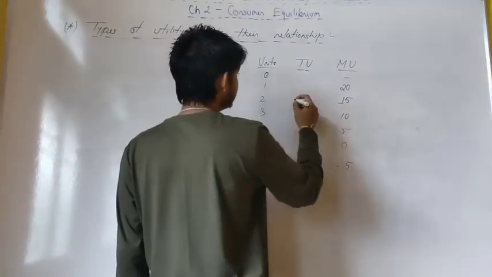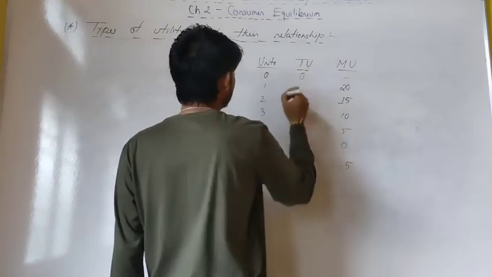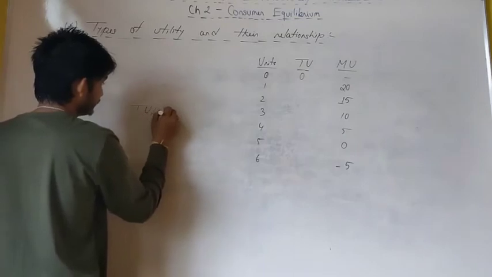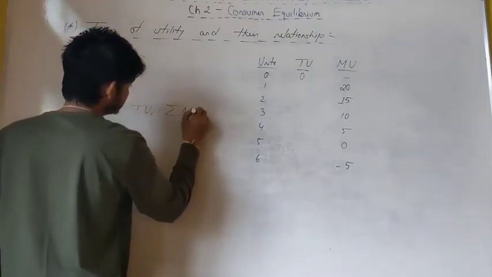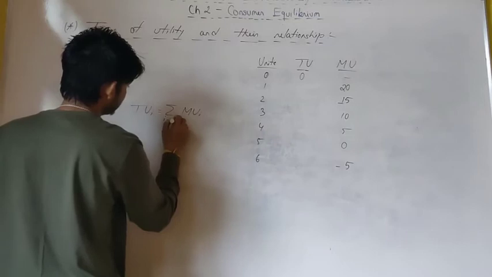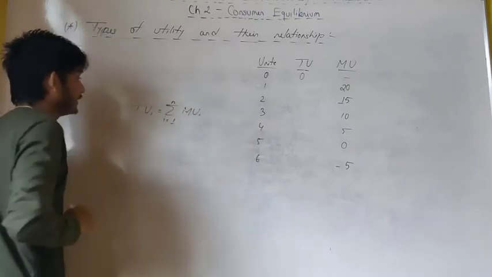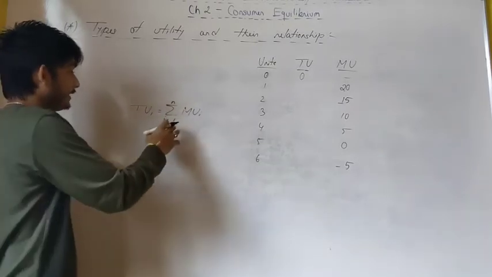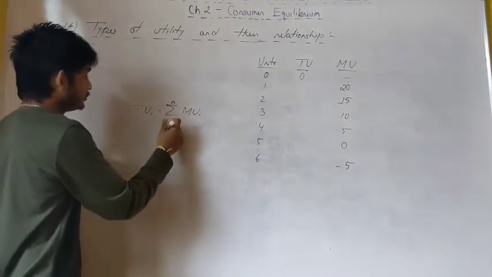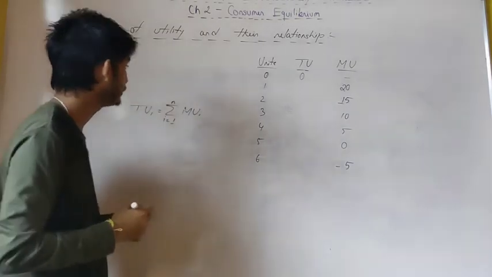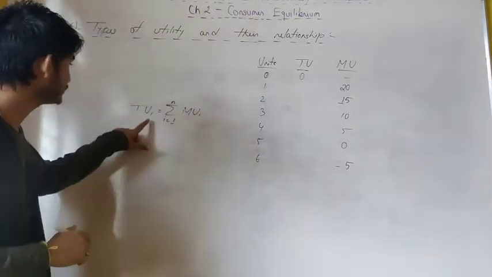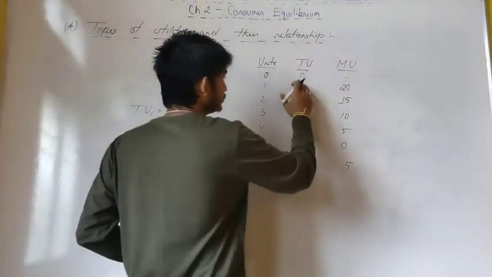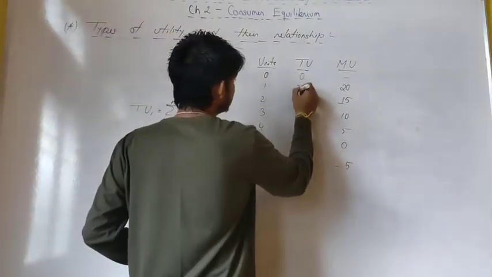Now let's fill up the total utility column. We know total utility can be formed by this formula: TU_m equals the summation of MU_i, where i runs from 1 to m. So that means if we want to find out the total utility of the first unit, we will add up only the marginal utility of the first unit. So 0 plus 20 is 20.